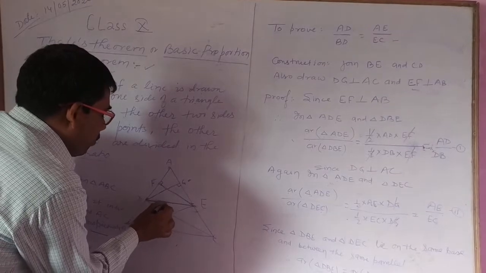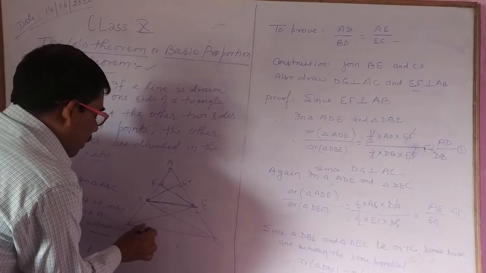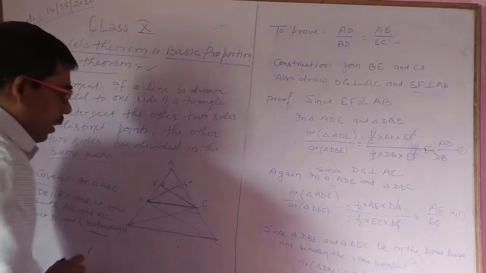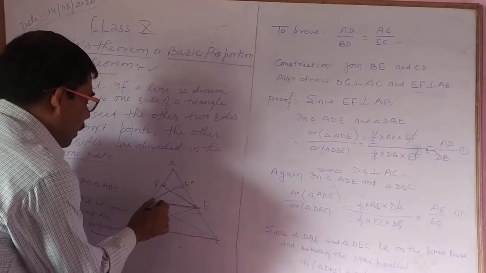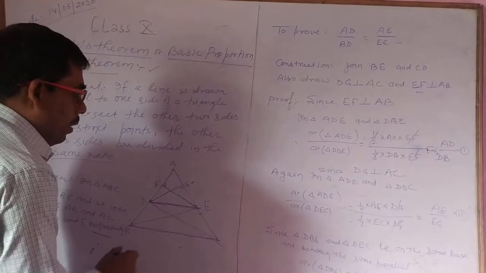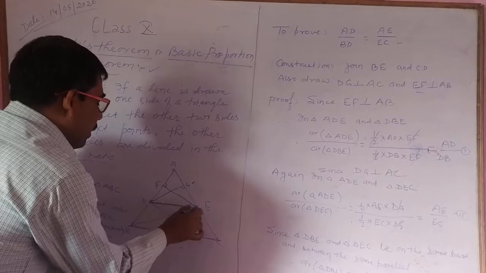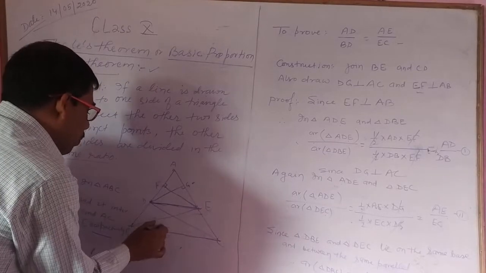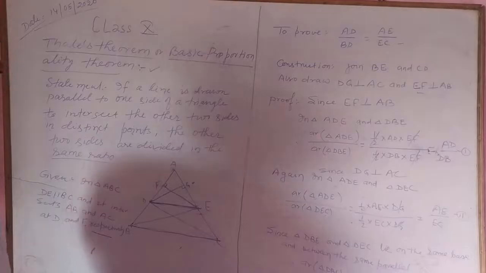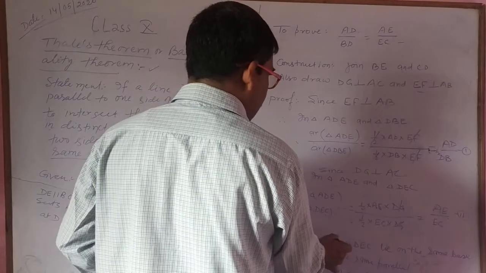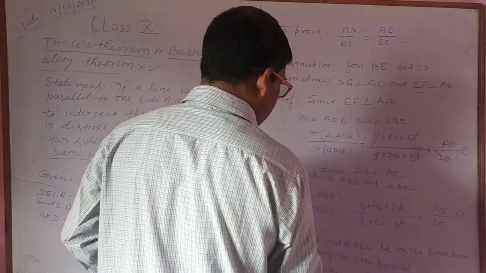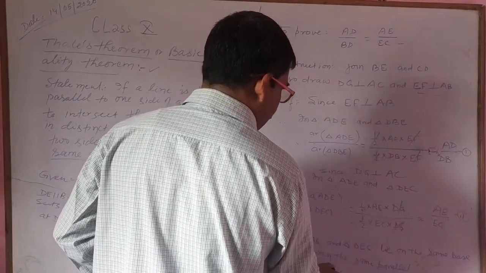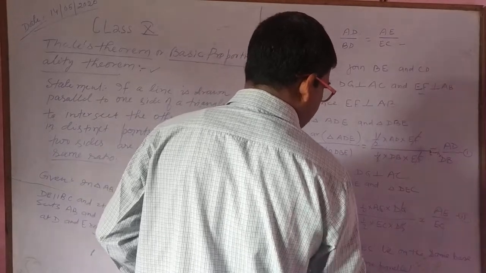Now here we see that this line DE is parallel to BC, and two triangles DBE and DEC lie on this base DE and between these parallel lines DE and BC. Therefore, we can write triangle DBE and triangle DEC lie on the same base and between the same parallels. Therefore, area of triangle DBE equal to area of triangle DEC.